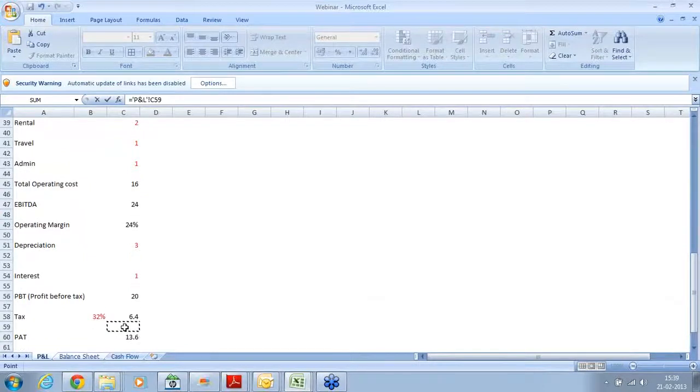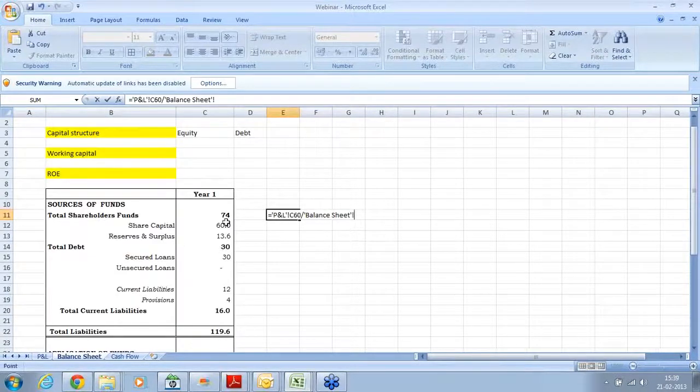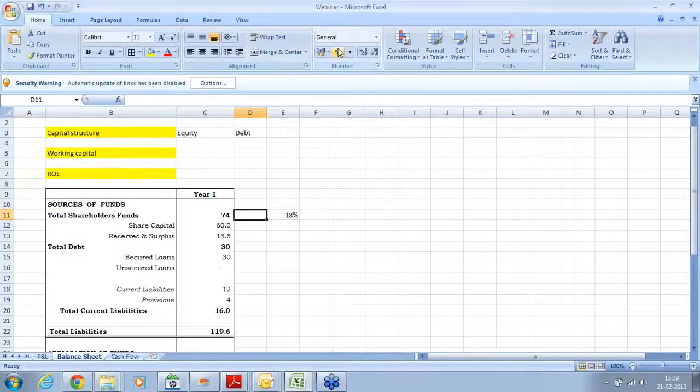Your profit after tax divided by equity, 18%. So in other words, what you are saying is basically, for every rupee I invest, I get 18% from my business. It's a little crude way of saying it, but that's what it is, return on equity.